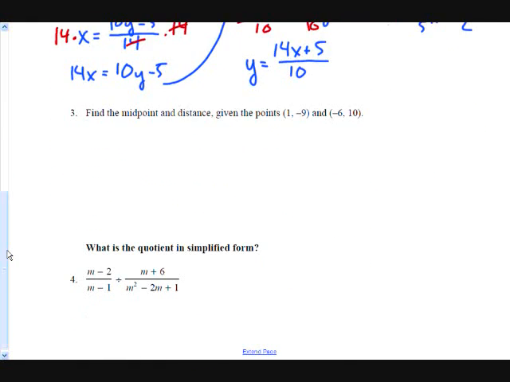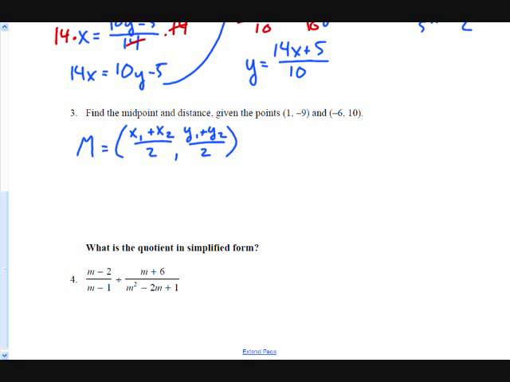Number 3, it says find the midpoint and distance of the given points. So I'm going to start with my midpoint. My midpoint formula, capital M, is going to be x sub 1 plus x sub 2 over 2. I add them together and divide by 2, y sub 1 plus y sub 2 divided by 2. Again, it's like finding the average. I add them together and divide by how many I have.